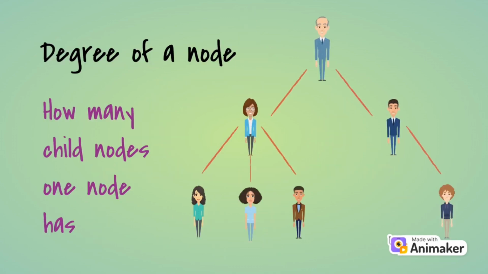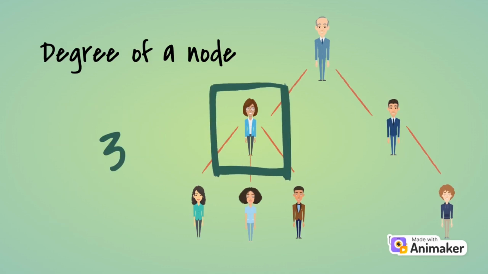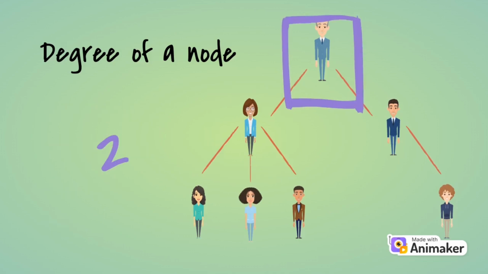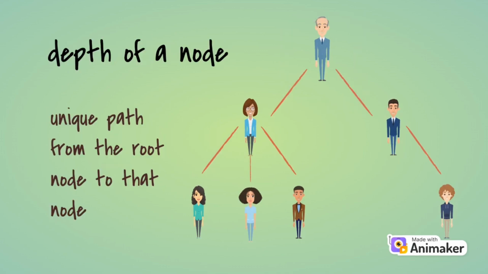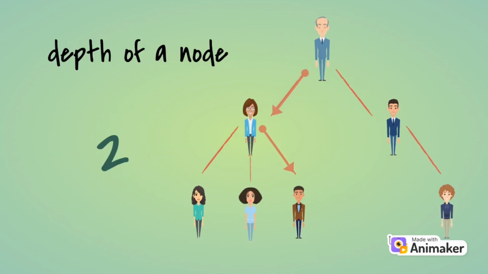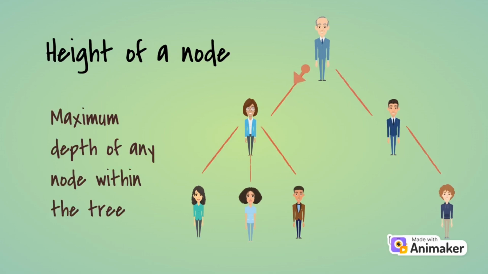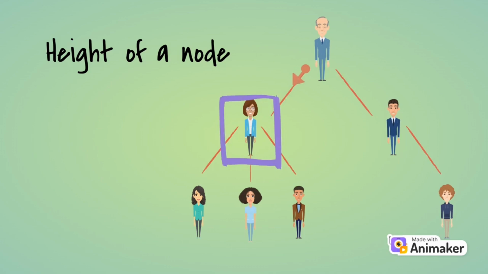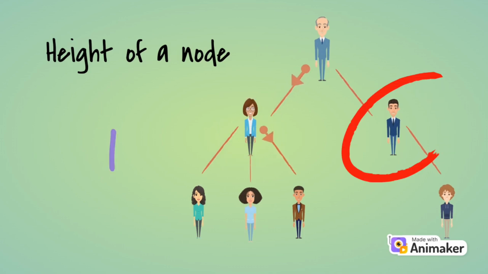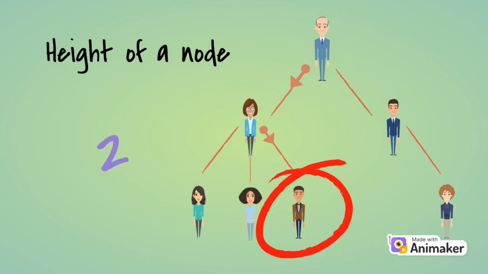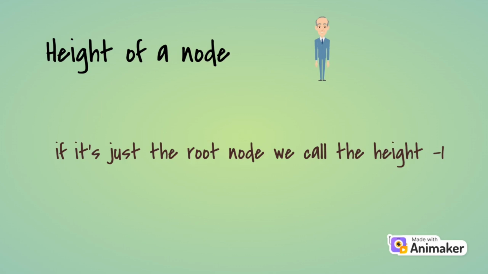The degree of a node is how many child nodes one node has. In the selected node, it has 3 child nodes, so the degree is 3, and here it is 2. The depth of a node is the length of the unique path from the root node to that node. So here, the depth is 2. The height of a node is the maximum depth of any node within its subtree. So in this node, it is 1, and in this node, it is 2. And if it is just the root node, we call the height -1.